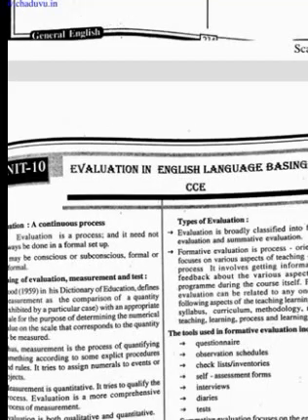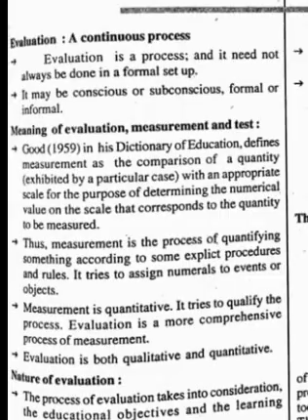Evaluation in English language based on CCE. Evaluation is a continuous process. Meaning of evaluation, measurement, and test. Good, 1959, in his Dictionary of Education, defines measurement as the comparison of a quantity with an appropriate scale for the purpose of determining the numerical value on the scale that corresponds to the quantity to be measured.